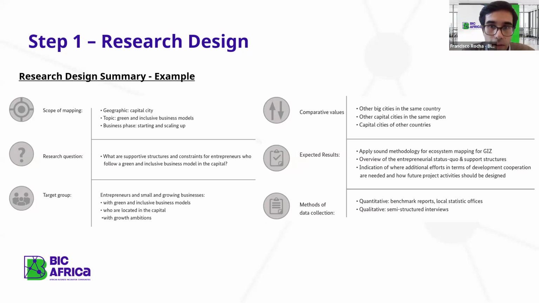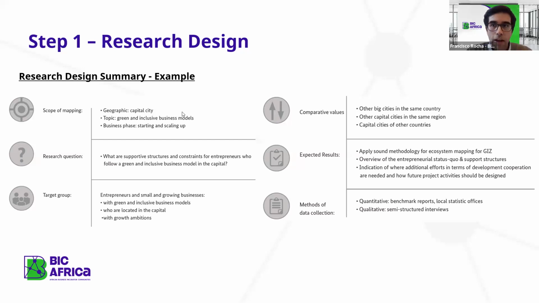Then you have the expected results, what you want to achieve, what you want to agree on the results, and how we will use them. So you have there examples of we want to have an overview of the entrepreneurial status quo and what are the support structures that exist. It is important that we clearly identify what we expect to achieve at the end. And then, of course, the methodology that we are going to use to collect this information to map. You have there benchmarking reports, statistics, interviews, but there are many others that we are going to show in the next steps.